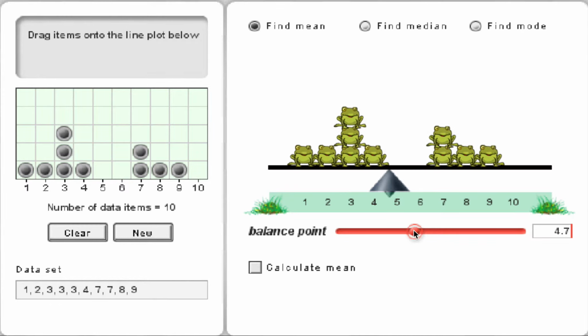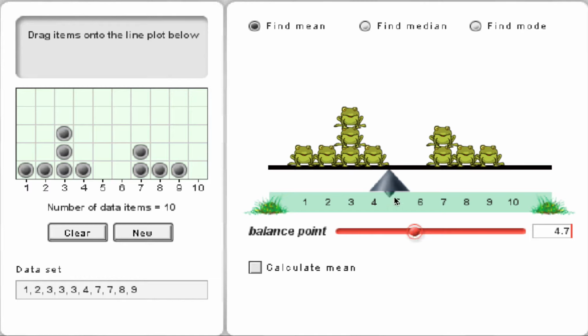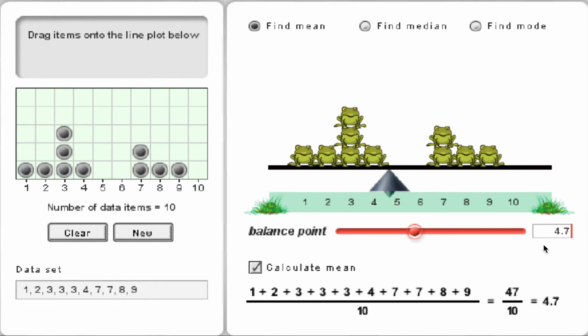If I'm able to find the point where the teeter-totter actually balances, that point should represent what? Something important to think about. What is that point where the teeter-totter perfectly balances? If we throw in our calculation for our mean, you'll see that that balance point is the same as the mean, visually. So the mean sits somewhere right around here, about 4.7, just below 5.